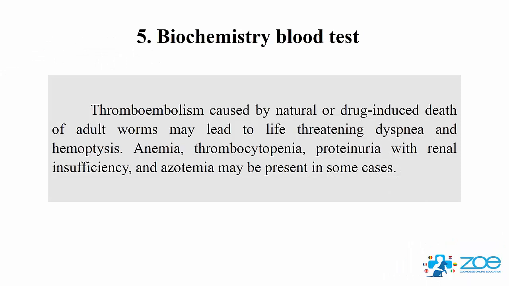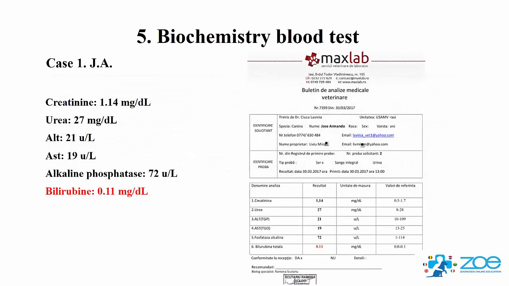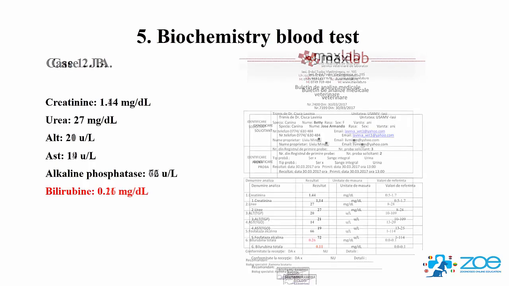Biochemistry blood test. Thromboembolism caused by natural or drug-induced death of adult worms may lead to life-threatening dyspnea and hemoptysis. Anemia, thrombocytopenia, proteinuria with renal insufficiency, and azotemia may be present in some cases.